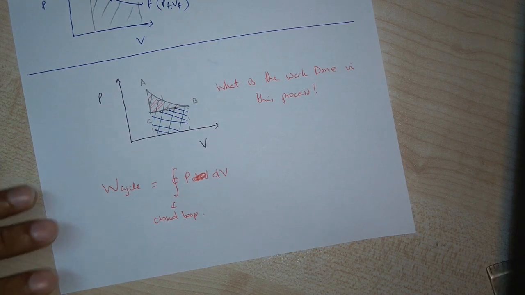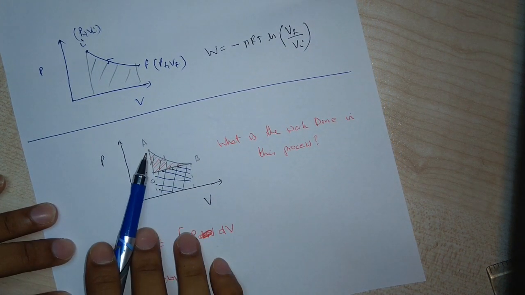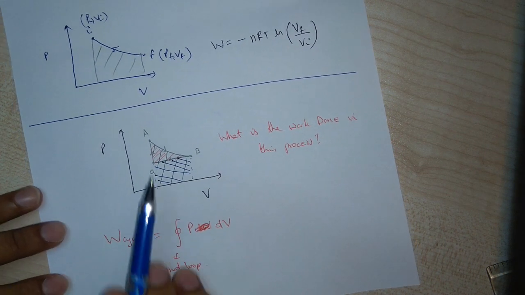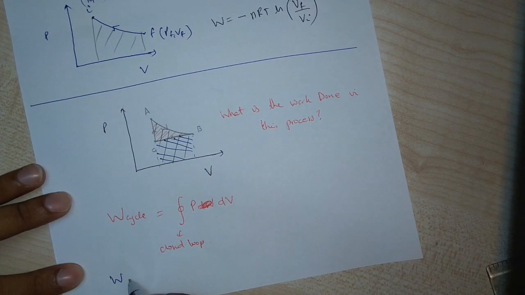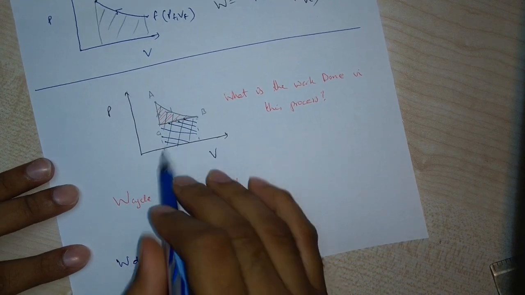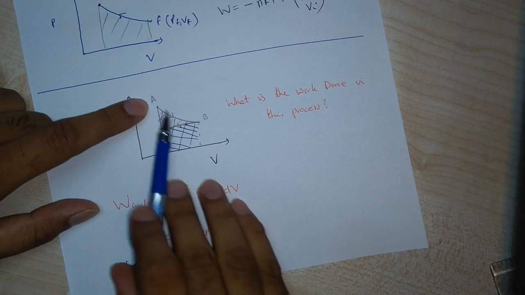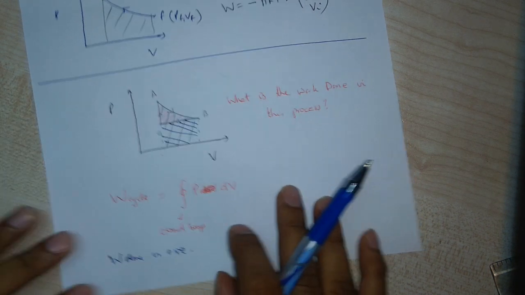Now, the work done in this case, ABC, which goes from left to right, then right to left, and then straight upwards, happens to be positive. So the work done is positive. Why is it positive? Because we see that AB is at a higher pressure. So that means the work done by AB is much greater than the work done by BC.